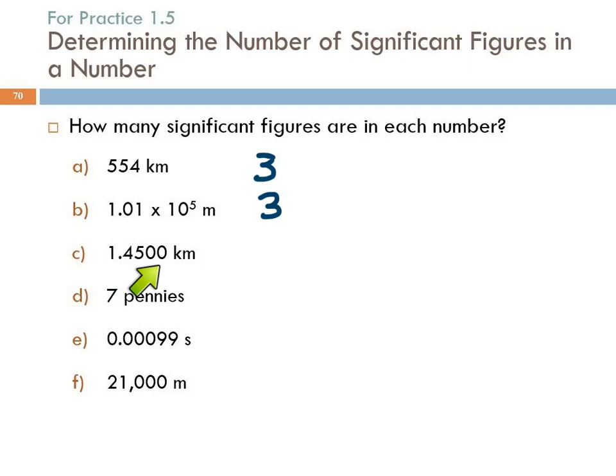How about 1.4500 kilometers? 5. Trailing zeros with a decimal point, those count. 7 pennies. Unlimited, right? So maybe write infinity. 0.00099 seconds. 2. Leading zeros don't count. 21,000 meters. 2. Trailing zeros, no decimal point that's written down, they don't count. Any questions?